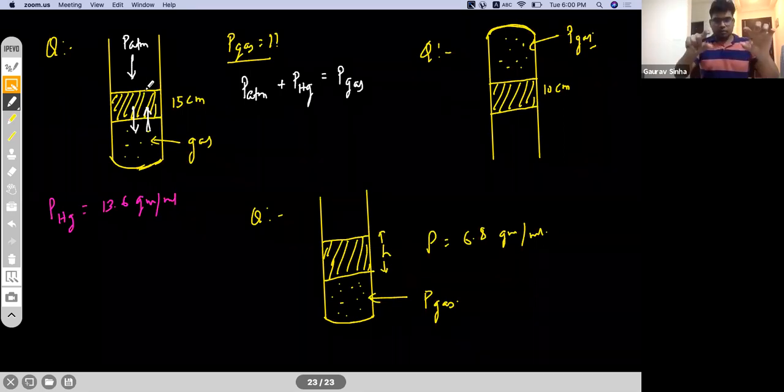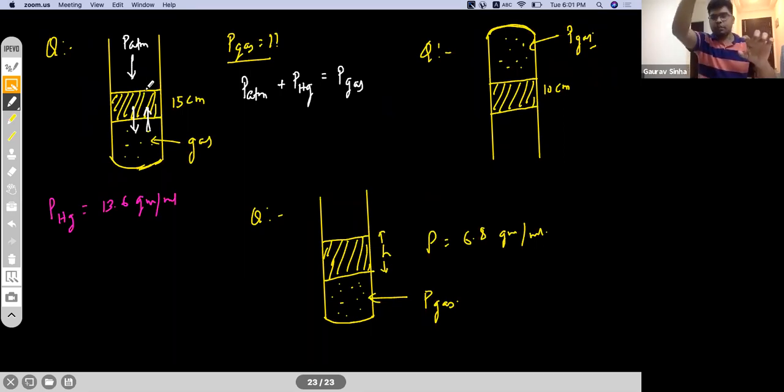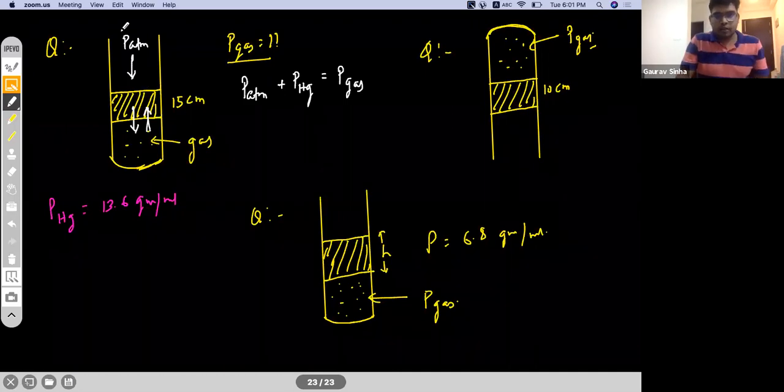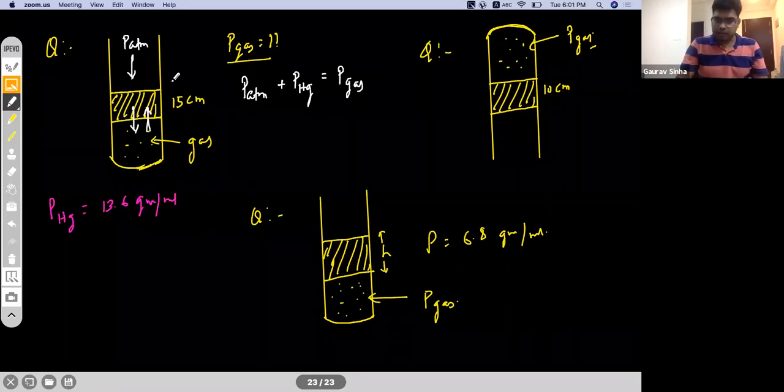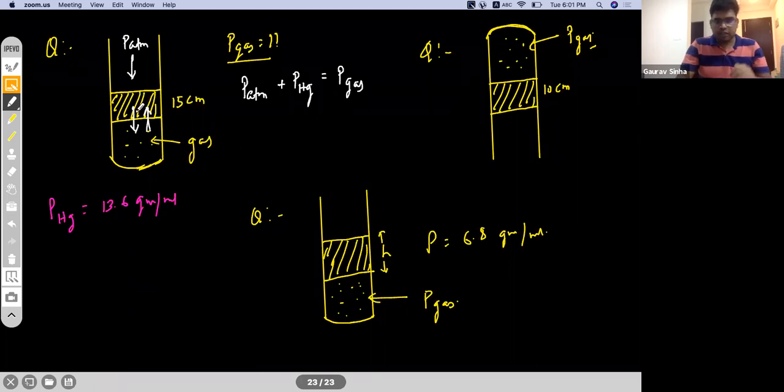So if you have a liquid column here, the atmosphere will also exert pressure in the downward direction, right? Because it is above, it will exert pressure downward. So the pressure of the atmosphere is in the downward direction. Liquid column, we know it exerts pressure because of its height. So this height we have, it exerts pressure on this gas.